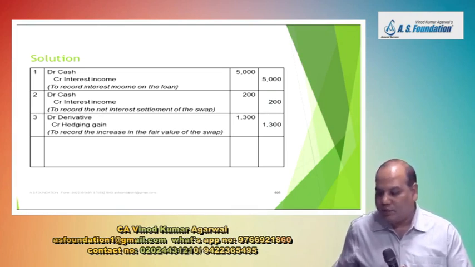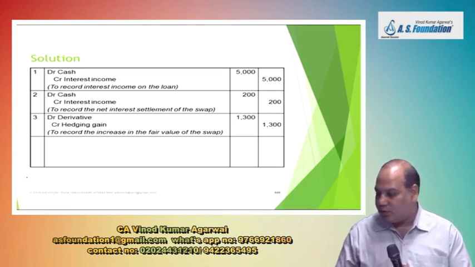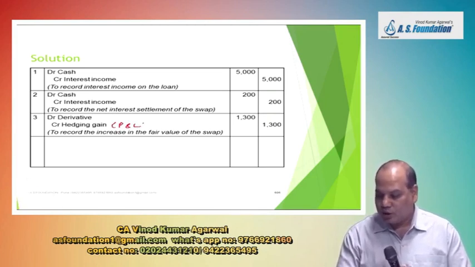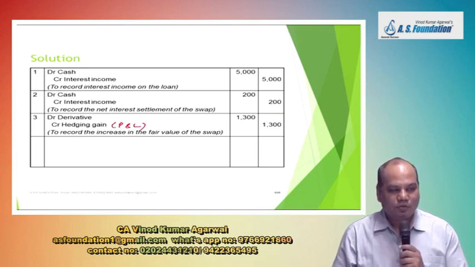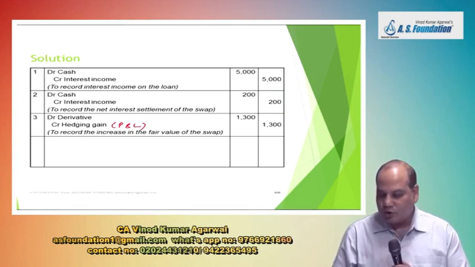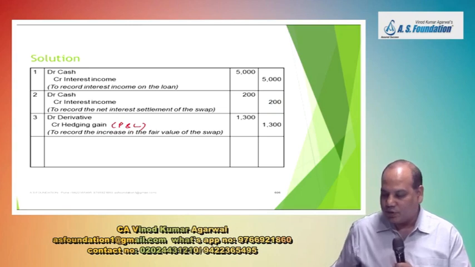So you will write derivative account debit to hedging gain. And where will this hedging gain be transferred to? Write in bracket P&L account. Otherwise you have to pass one more entry to transfer. To record the increase in fair value of the swap.